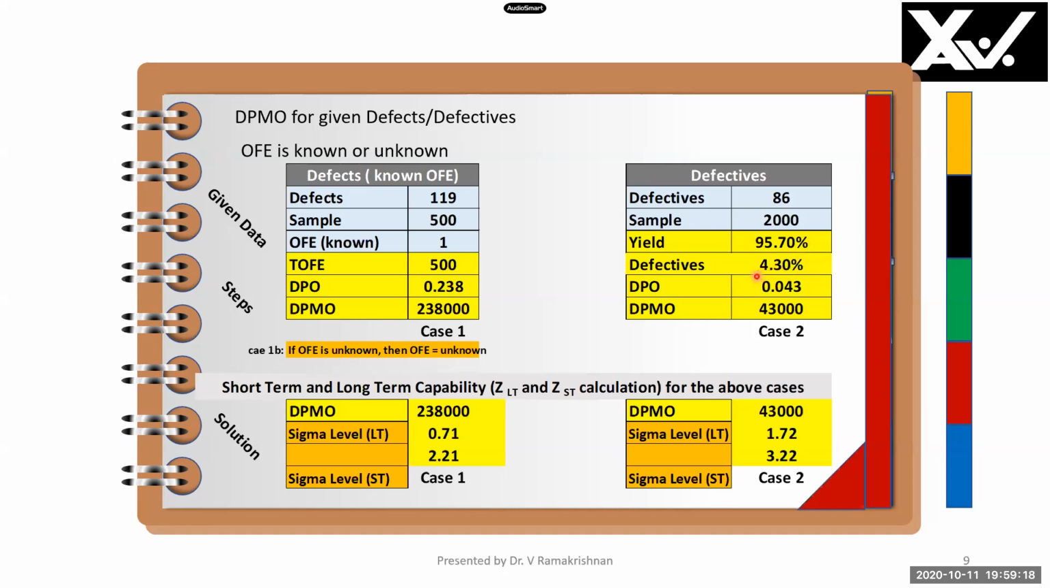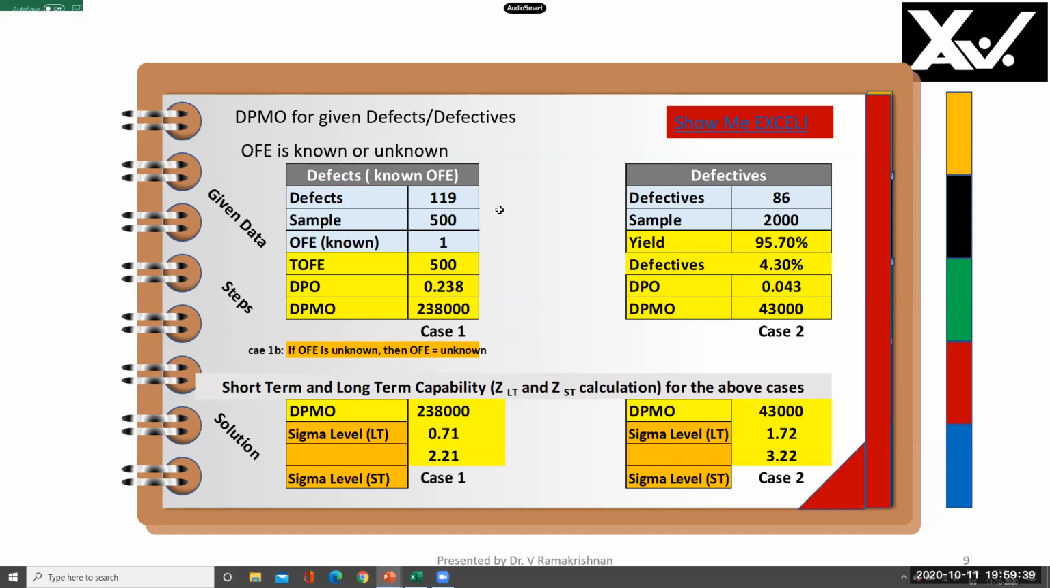So we can also calculate the defective percentage in a different way. 86 by 2000 into 100 is the defective percentage. 100 minus defective percentage is the yield percentage. So there are different formulae here. Whichever formula is comfortable to you, you can use it. And once DPMO is known, in these cases, you can find out the sigma levels, short term and long term. What we will do is go to the Excel sheet and see how it works.